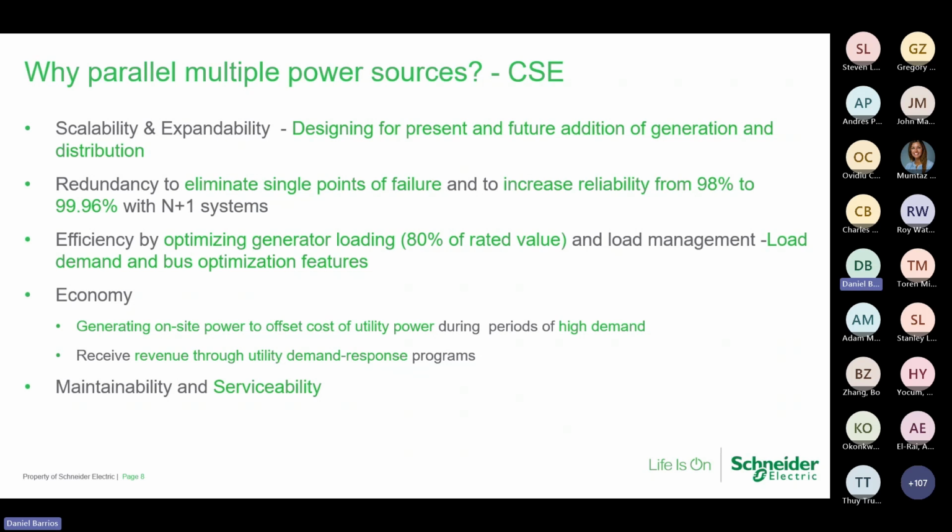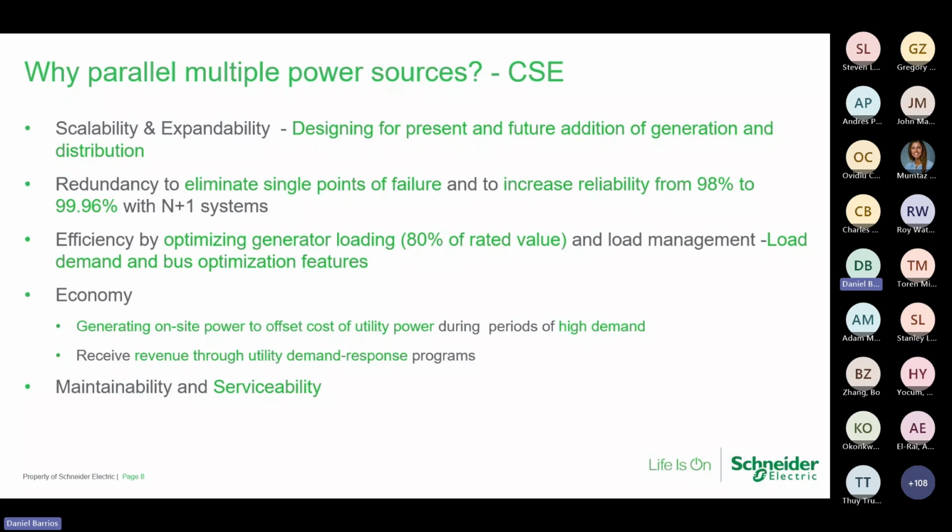You know your certain capacity now, you need something for the future. And then really the second point we like to drive home is the fact that redundancy eliminates a single point of failure. And more importantly, by having multiple, possibly all the way up to N plus one systems, which is the number of generators needed to meet your load plus one additional, you're almost up to 100%. You're at 99.96% reliable.